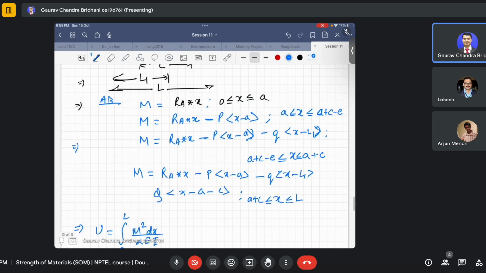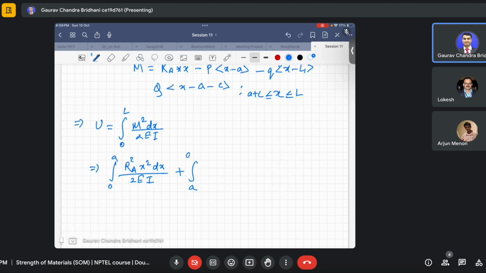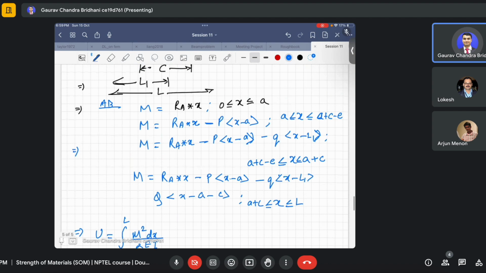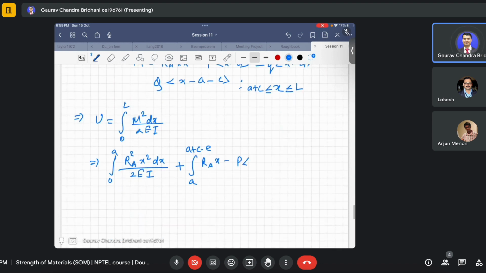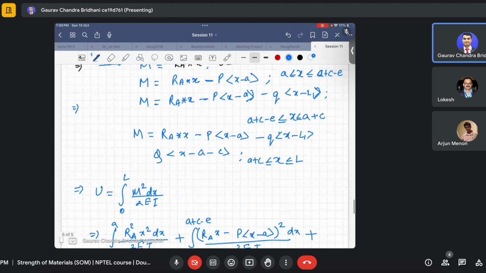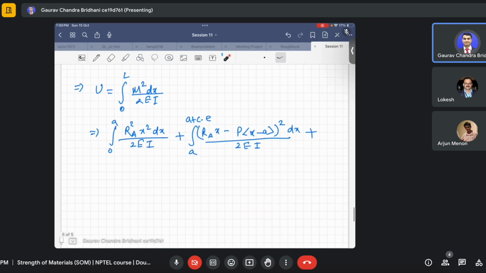Then the second one is from A to A plus C minus E. Same as this, but RA will change: RA into x minus P into x minus A, the square of this into dx divided by 2EI, plus the third equation, and then the fourth one. So we will further write the other one and the final form here, and then we can integrate it.